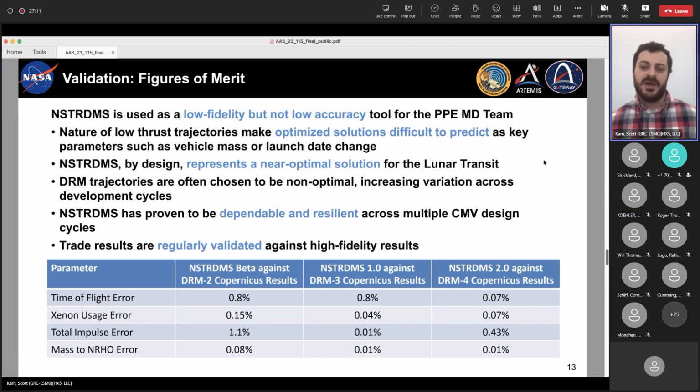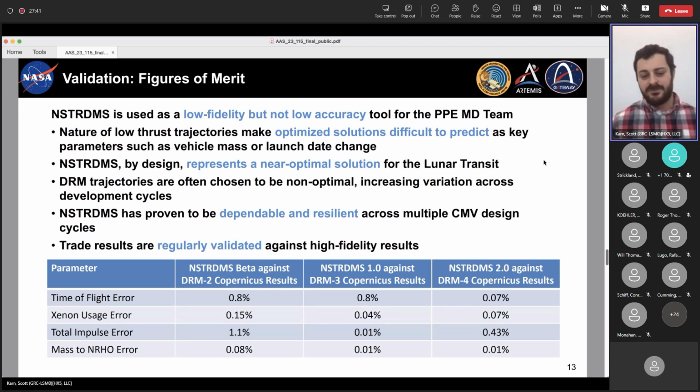This tool is used quite a bit within the CMV program to support a number of different analyses tasks. But the efficacy of the tool relies on the validation of the results. So we are regularly and continuously validating NSTRDMS results back against our high fidelity Copernicus outputs. So we run in design cycles where we output different design reference missions over time. The original development of NSTRDMS took place back during DRM2.